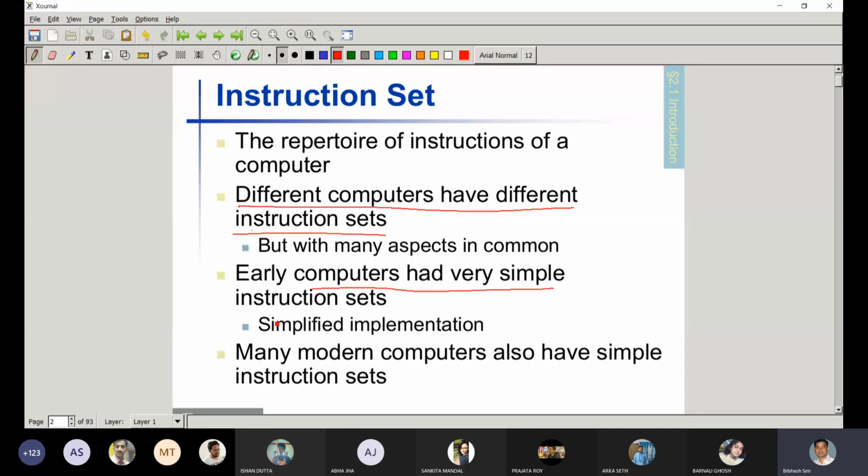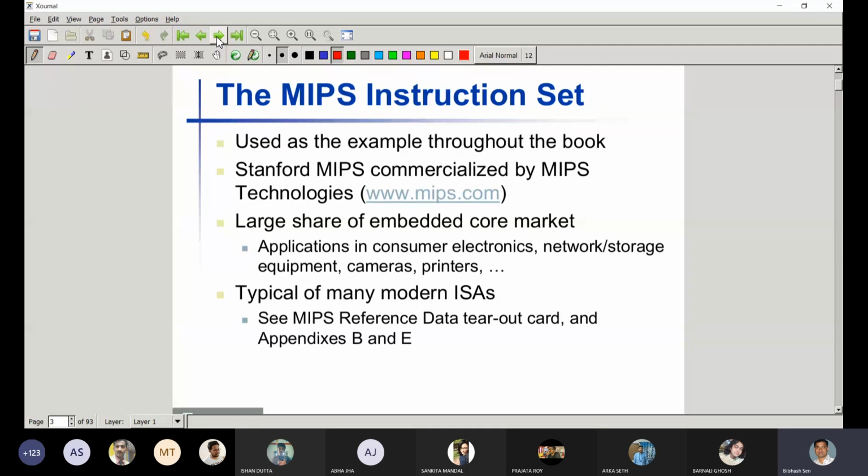Early computers had very simple instruction sets, with simplified implementation. Many modern computers also have simple instruction sets. This is what we have discussed so far. Now we are going for MIPS as one example of a particular architecture. The MARS simulator, which I already mentioned, follows the MIPS architecture. A simulator which is built should follow one principle, and that is that the MIPS architecture is followed.